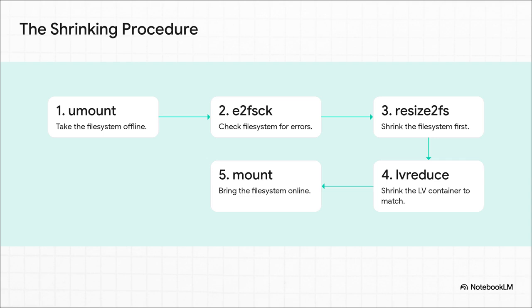First, you unmount the volume to take it offline. Second, you run a file system check with e2fsck, just to make sure everything's healthy. Third, and this is the most critical part, you shrink the file system inside the container with resize2fs. Only after the file system is smaller do you shrink the LVM container itself with lvreduce. Then you can bring it back online and remount it.